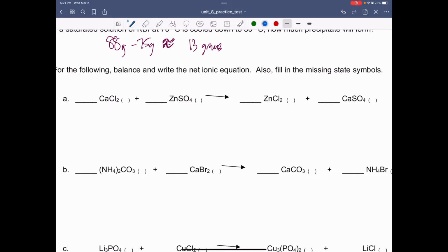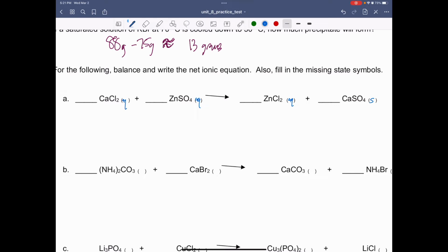Calcium chloride, if you look at the solubility rules, chlorides are soluble, and calcium is not an exception. If you look at sulfates, sulfates are soluble, and zinc is not an exception. Zinc chloride, chlorides are soluble, and zinc is not an exception. And calcium sulfate, sulfates are soluble unless they're attached to calcium, so this is your solid.